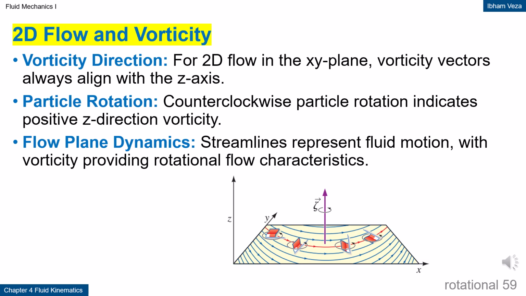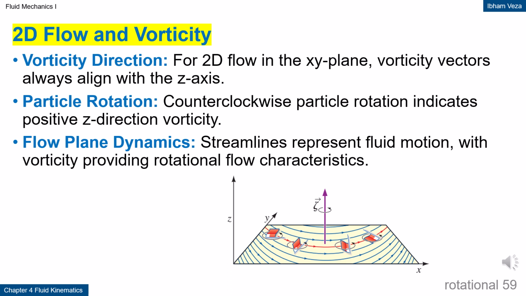Two-dimensional flow and vorticity. For two-dimensional flow in the xy plane, the vorticity vector is always aligned with the z-axis. The direction of vorticity indicates the direction of fluid particle rotation. Counterclockwise rotation produces vorticity in the positive z direction.